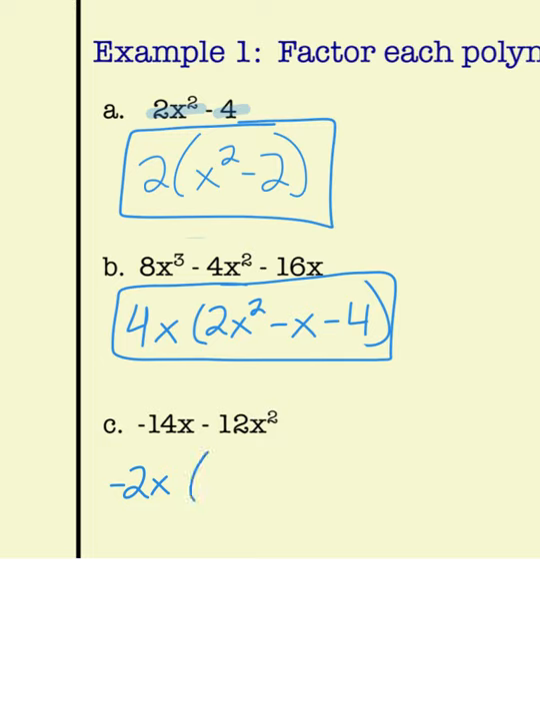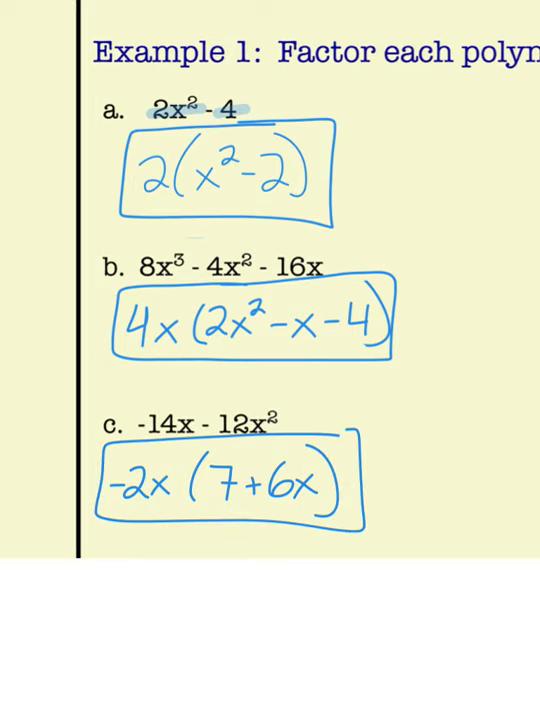All right, and now negative 14x divided by negative 2x is going to be positive 7. Negative divided by a negative is positive. And then negative 12x squared divided by negative 2x. Negative 12 divided by negative 2 is positive 6. X squared divided by x is x. So there is our final answer.